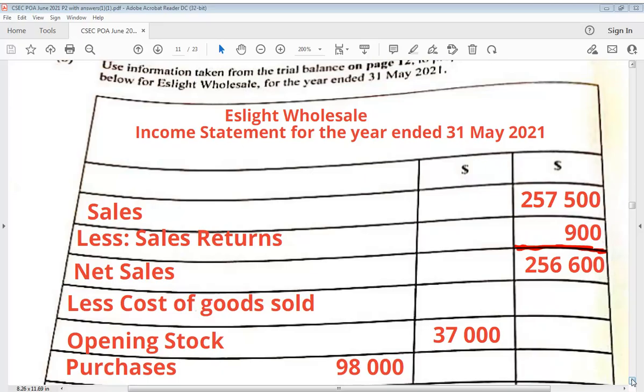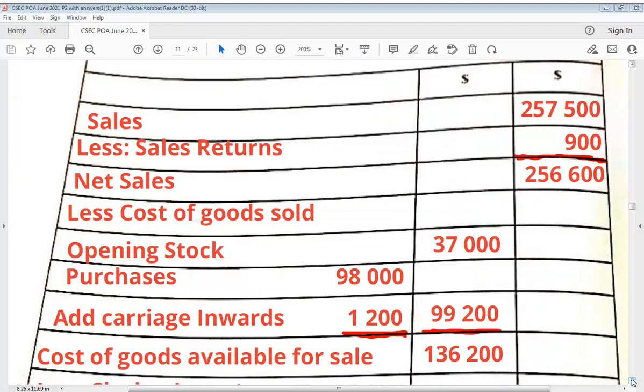Our next step is to add our carriage inwards, which is 1,200, and that gives us a total of 99,200. What we do with that figure, we add that to our opening stock, 37,000, and that gives us our cost of goods available for sale, which is $136,200.